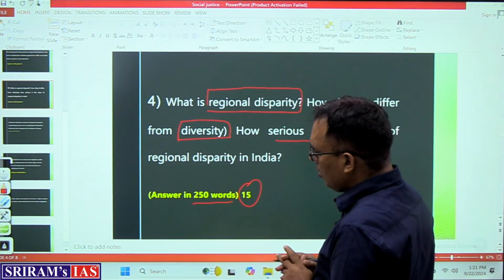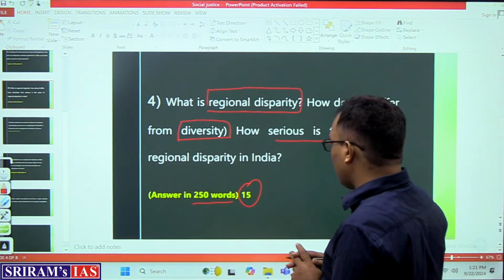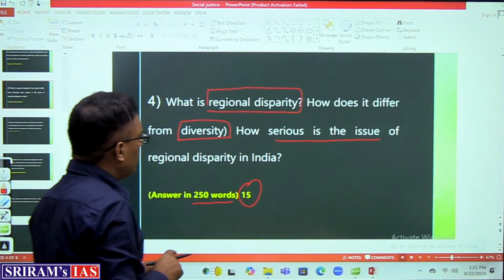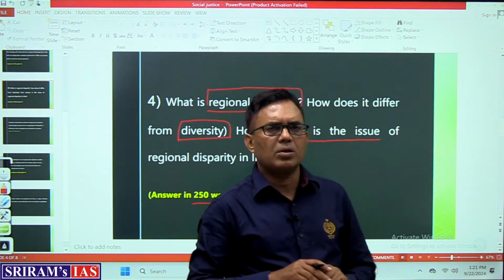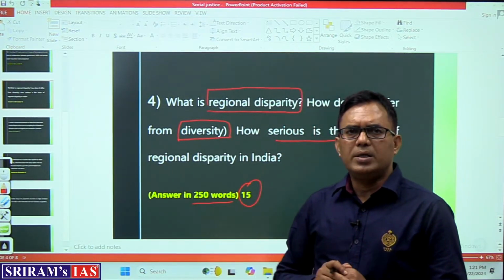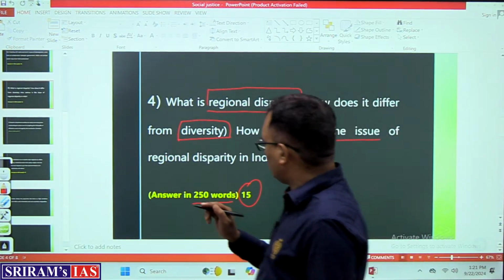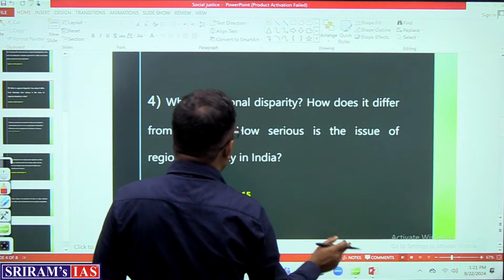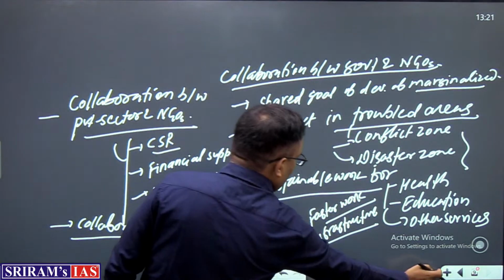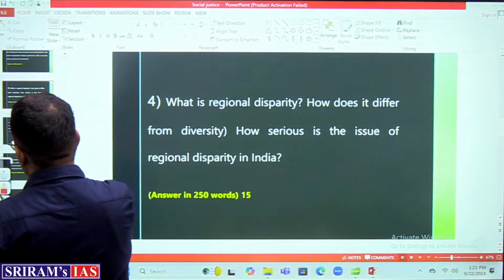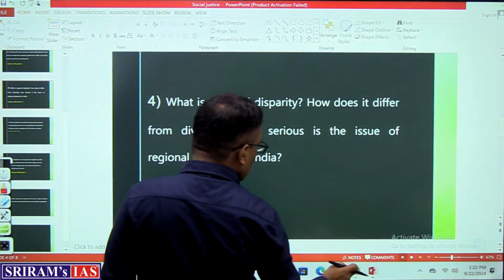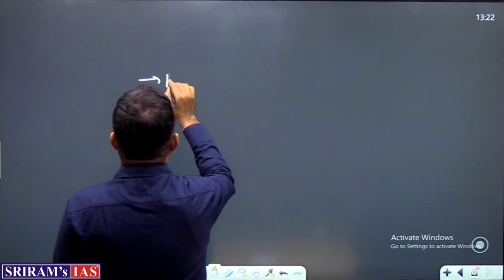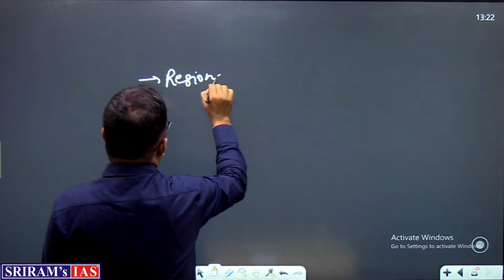First, we can go for writing our answer. First we will define the term. Let us begin, and see how the term can be defined. First we shall define the words. Two words are there, no? The first term, the key words, is regional disparity.